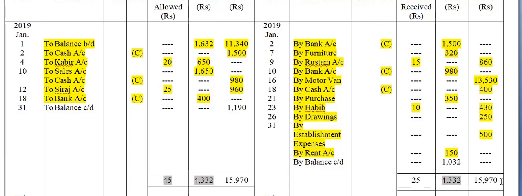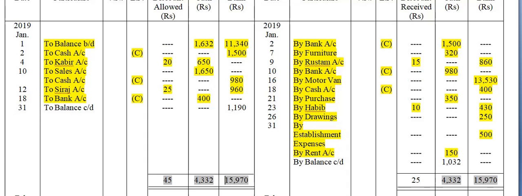So you will record 15,970 towards both the sides, 15970 on the debit side and again on the credit side. Since the total of the credit side is more, you will just subtract 11340 minus 1500 minus 980 minus 960, and then you will get a balance here of 1190. So this means that the bank is having the overdraft balance. So you will record it as to balance CD.